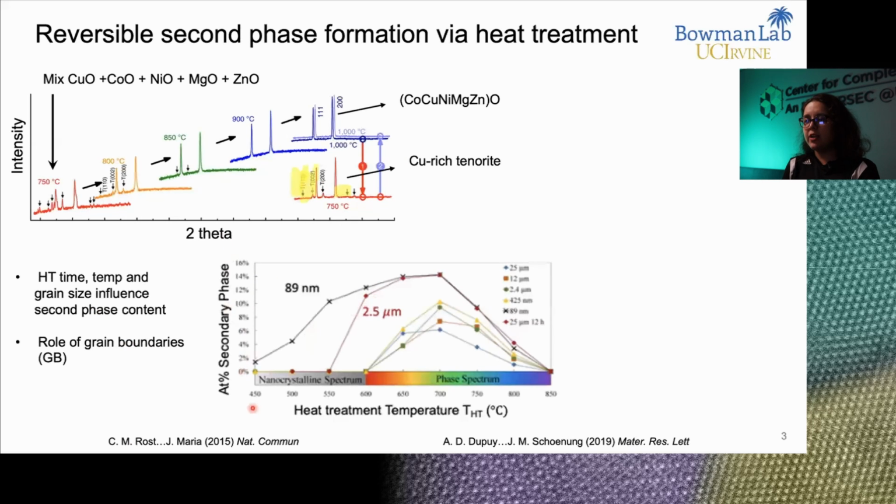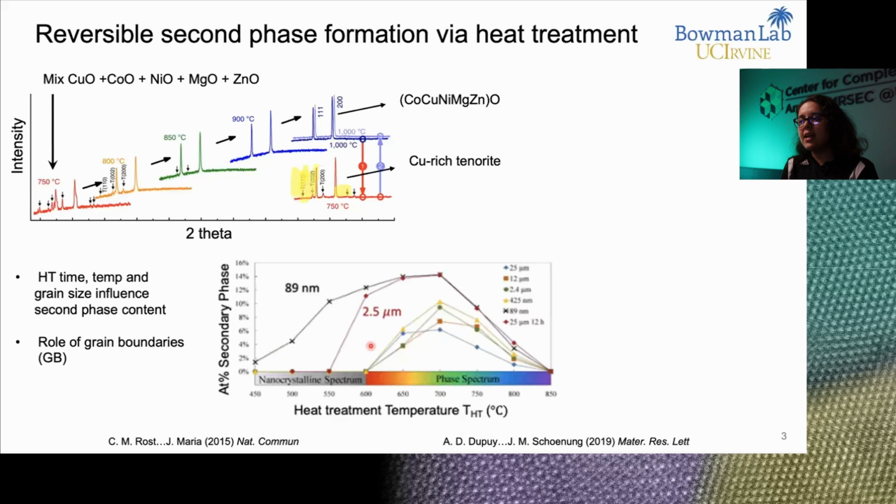So this graph over here, work by some of our collaborators, is showing the amount of secondary phase as a function of heat treatment time, and we get different amounts of this secondary phase. Also, as you can see in this plot, the grain size of these materials plays a role in the amount of secondary phase that you get, or the initiation temperature at which you are able to form these second phases.